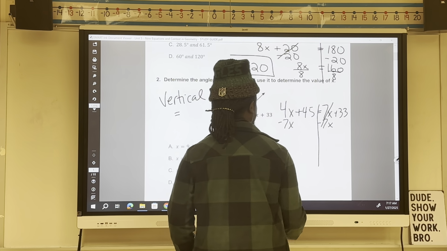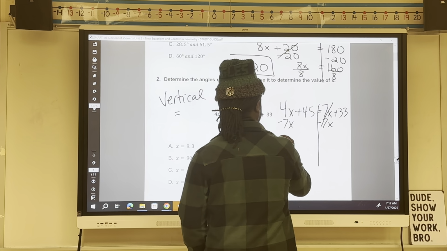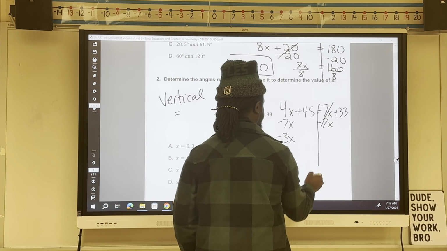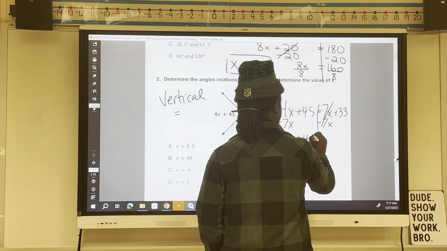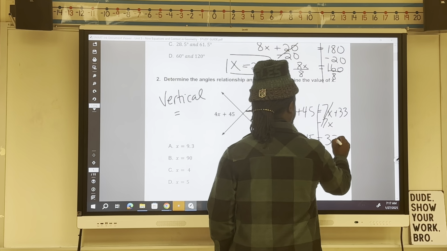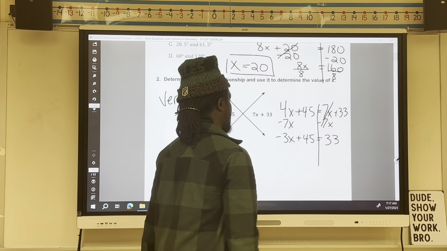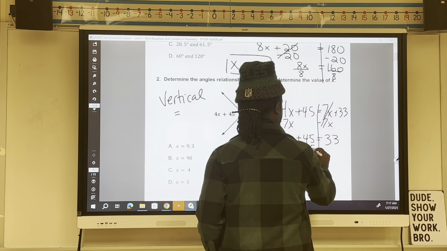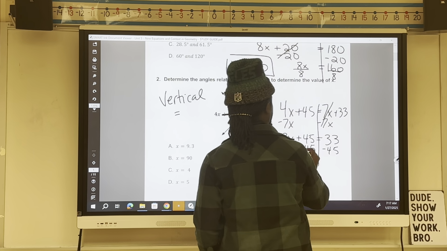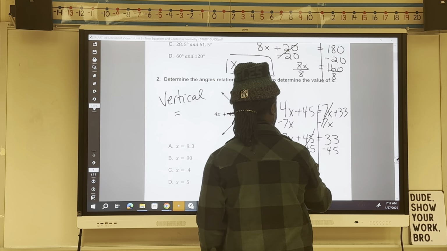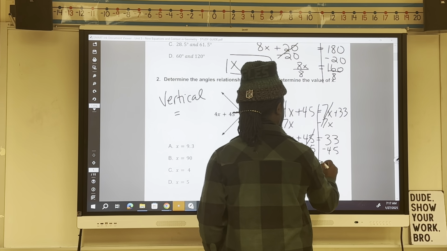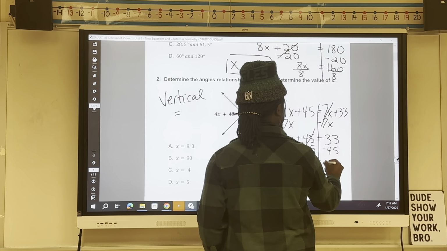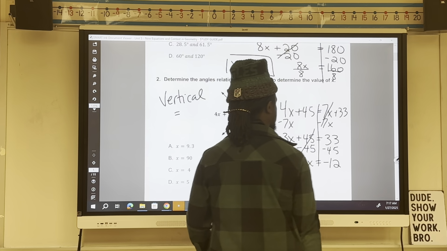These cancel, giving me 0 pairs. 4 minus 7 gives me a negative 3x plus 45 equals 33. Then from there, I'm going to get rid of the plus 45, so I'm going to subtract 45. When I do that, the 45 gives me 0 pairs. I get negative 3x equals 33 minus 45, which gives me a negative 12.